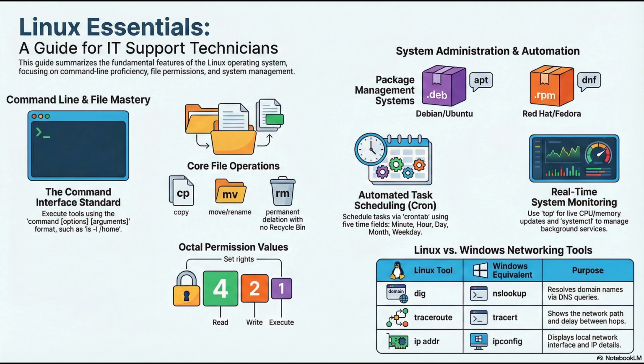4 plus 1. So read and execute, but no write. Exactly. 755 means you have full control, but your group and everyone else can only read and run the file. They can't change it. It's a very common setting for web servers. And 777 is the don't ever do this setting. It means anyone and everyone can do anything to that file. It's like leaving your front door wide open with a sign that says free stuff.